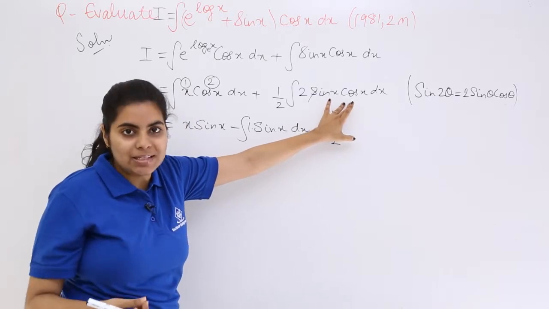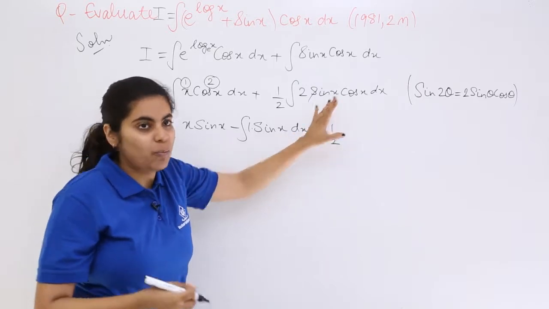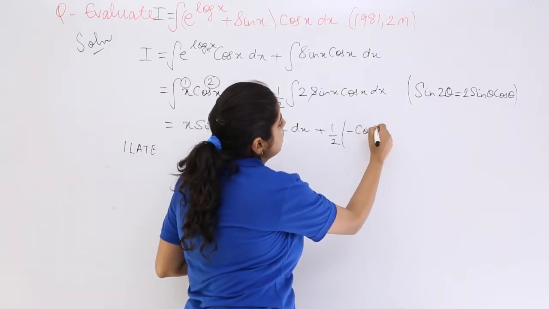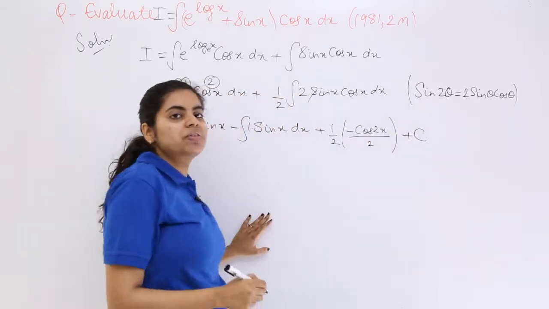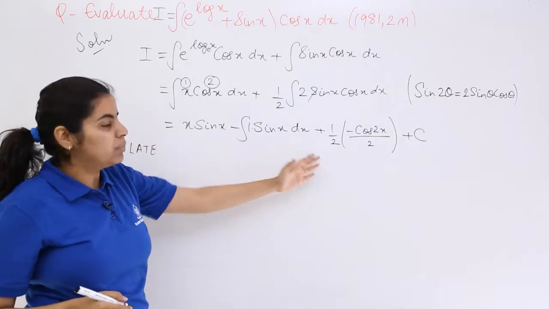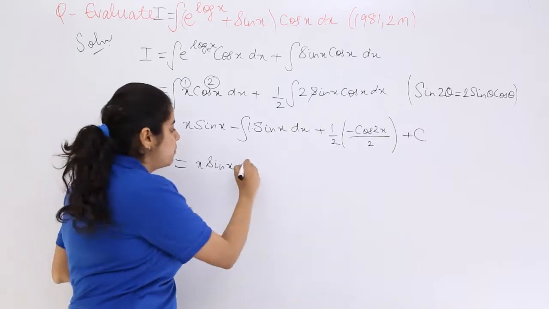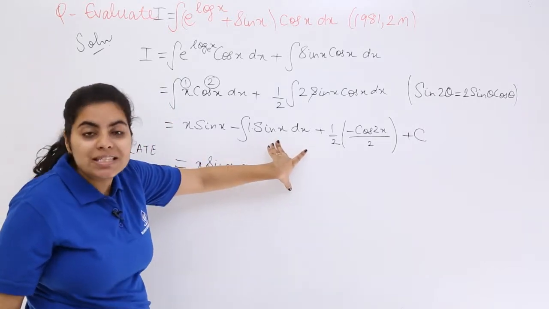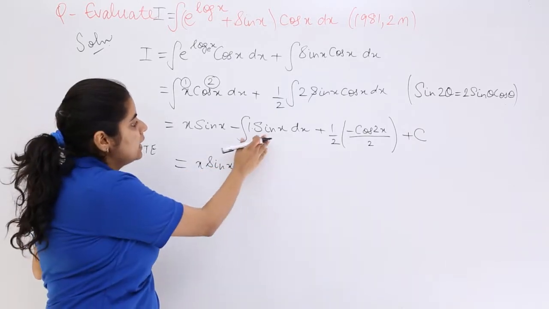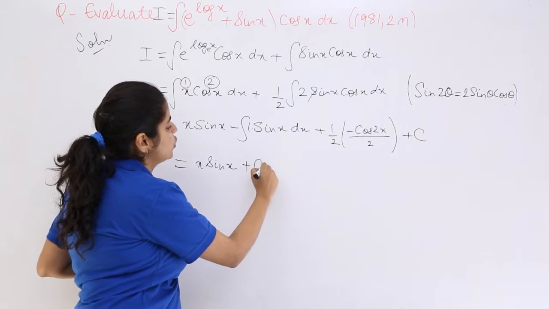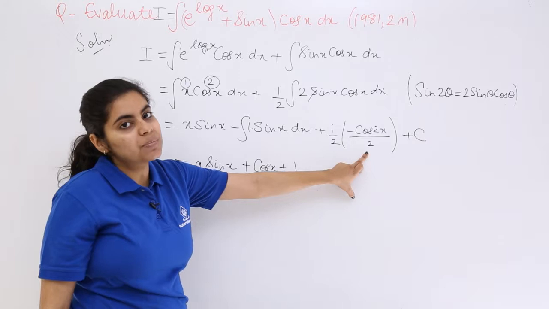Now sin 2x integration is what? It is nothing but minus cos 2x upon 2. So I write minus cos 2x upon 2. And plus c should be the constant of integration. We cannot ignore that. Let me simplify it further. So it is x sin x minus integration of sin x. So integration of sin x should be minus cos x. So minus and minus becomes plus. So it is cos x plus 1 by 2 into 1 by 2 becomes 1 by 4.